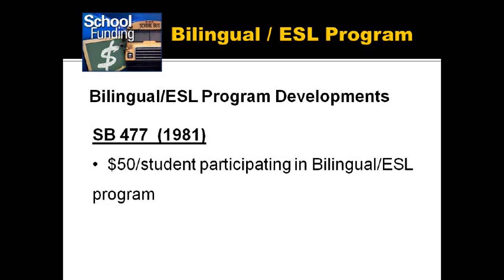In 1981, after the adoption of the state programs required by SB 477, the allocation was increased to $50 per LEP student identified and enrolled in the program. This very basic approach to bilingual and ESL program funding was continued until 1984 and the adoption of HB 72.